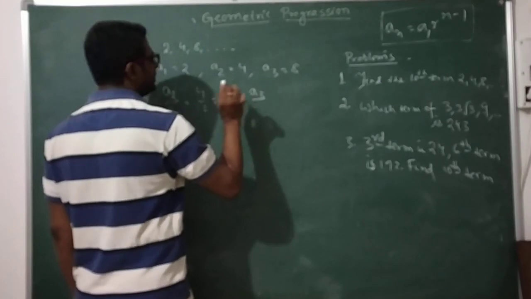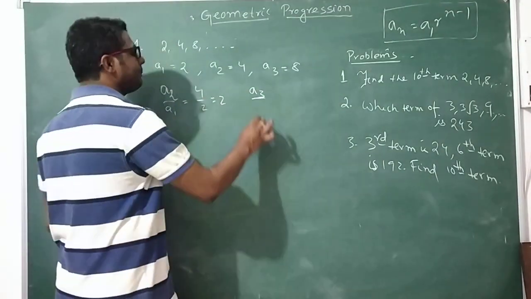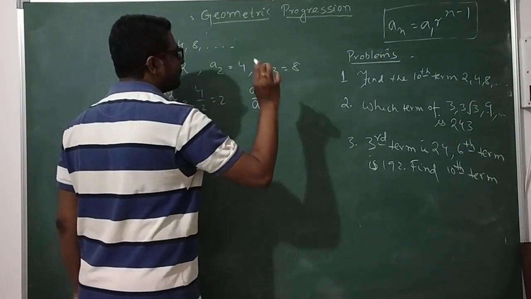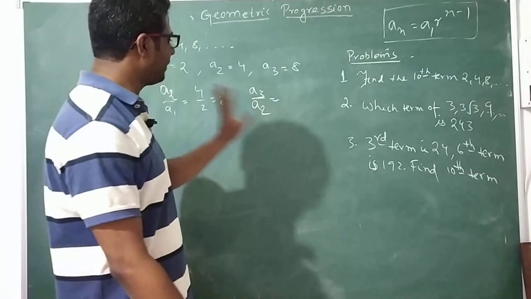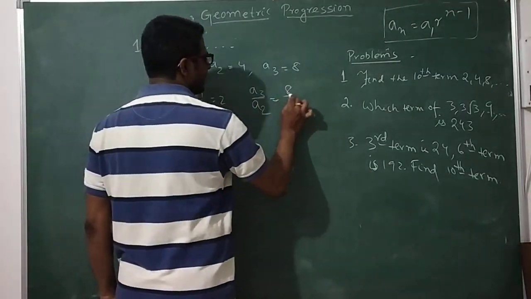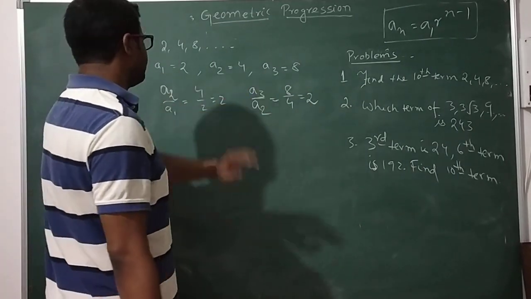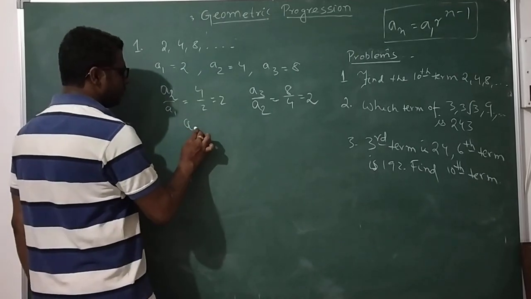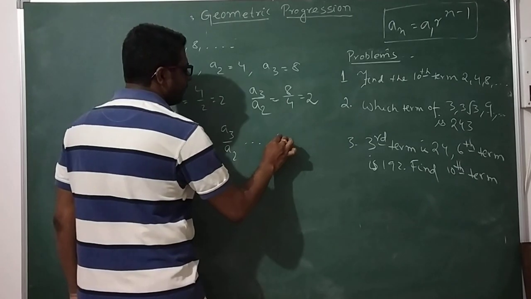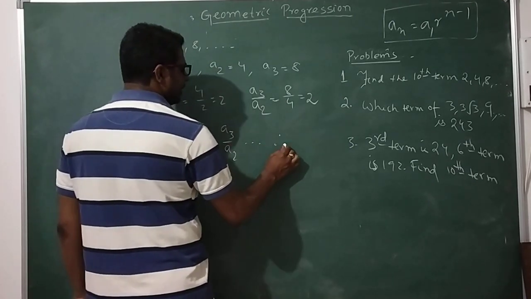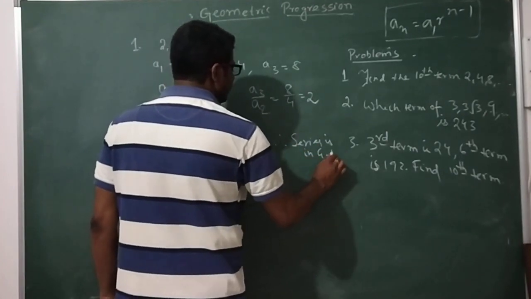Next I will check whether it is in GP or not, because in the problem it has not been said that it is in GP. I can understand it, but mathematically I have to prove that it is in GP. Otherwise mere understanding will never let your teacher know that you know the thing. So mathematically you have to prove in your paper. This is 2 and this is also 2. So now we can see that A2 by A1 is equal to A3 by A2. Therefore the series is in GP.